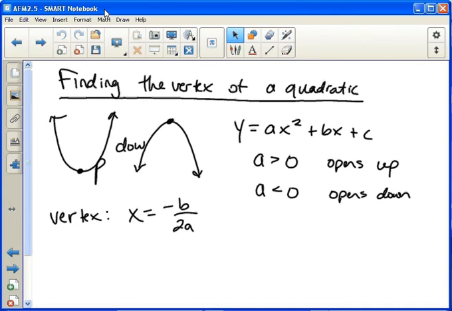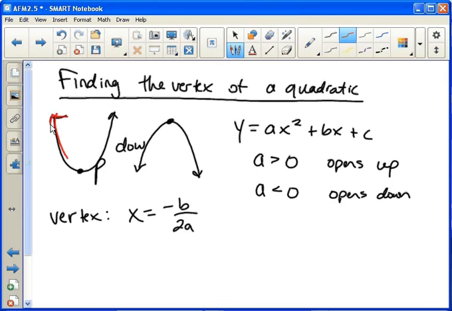Today we're going to talk about the graphs of quadratic functions and finding the vertex of a quadratic. First of all, before we get to the vertex, I want to talk about how you know whether a quadratic is open up, since the word up looks like a U, or whether it's open down, in which case it looks like a lowercase n. You can actually just look at an equation and tell if it's open up or open down.